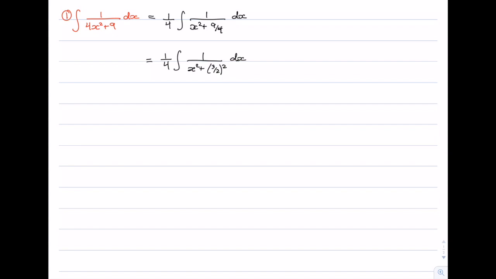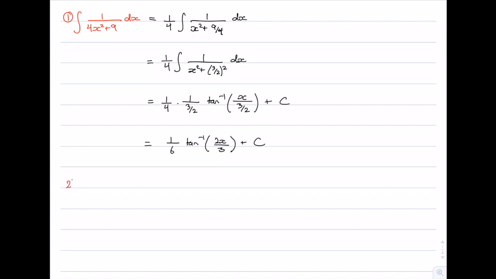Okay, so we have 3 on 2 all squared, and then we can go ahead and apply the tan inverse formula. That's going to be 1 on a, in our case a is 3 on 2, times tan inverse of x divided by a, and then of course plus c. We can tidy this up a little bit. 1 on 4 times 1 over 3 on 2 is going to be 1 on 6, and this tan inverse will be 2x over 3, plus our constant. And that's the end of the first question.